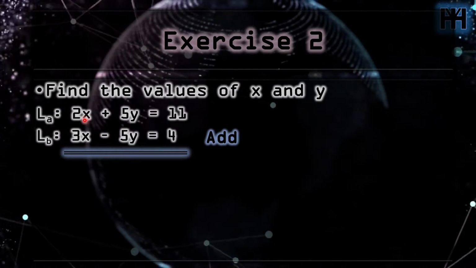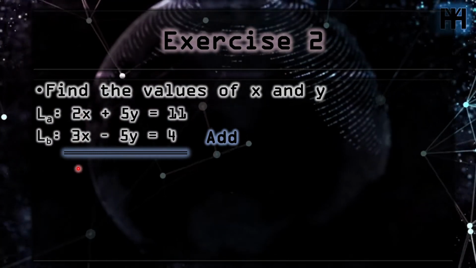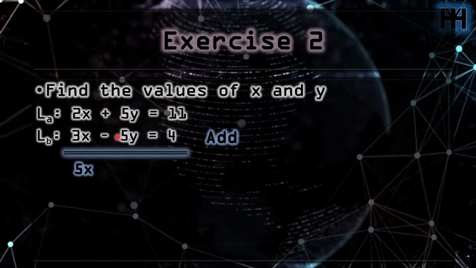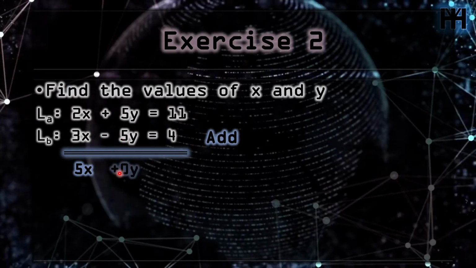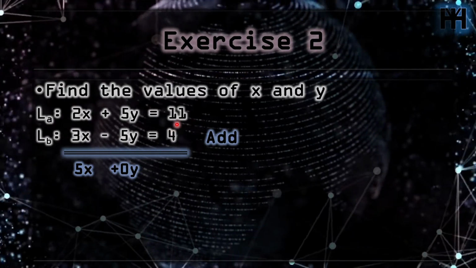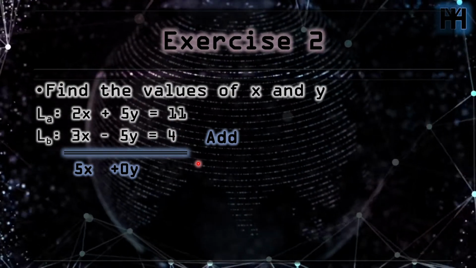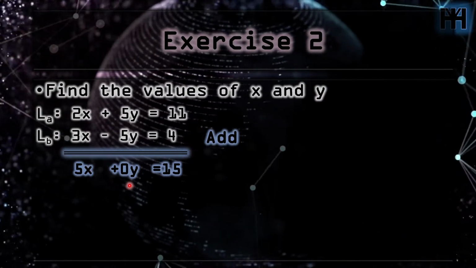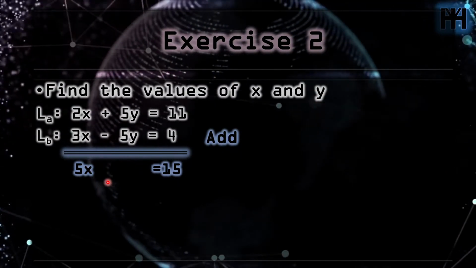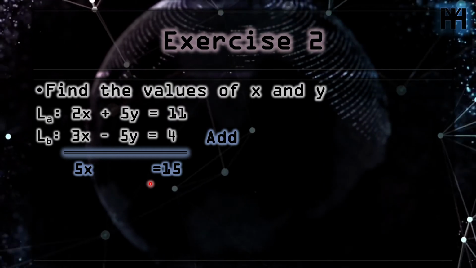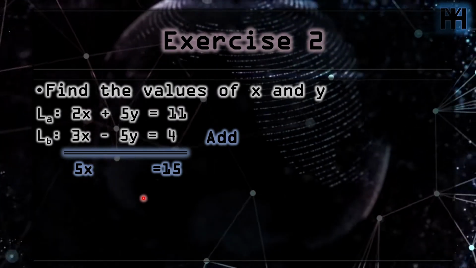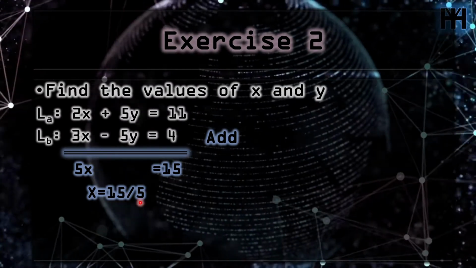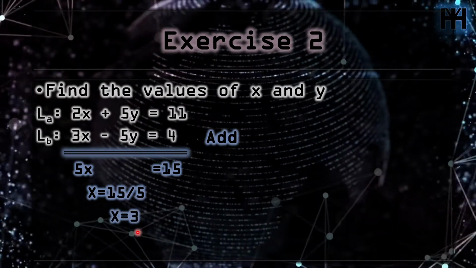Okay, so we have 2x plus 3x, it will be 5x. Then positive 5y minus 5y, it will be 0y. And 11 plus 4 will be 15. So we have 5x. We can remove this 0y. So we have 5x equal 15. So we can send the 5 to the other side by divide. So you'll have x equal 15 divided 5. So x will be equal to 3.